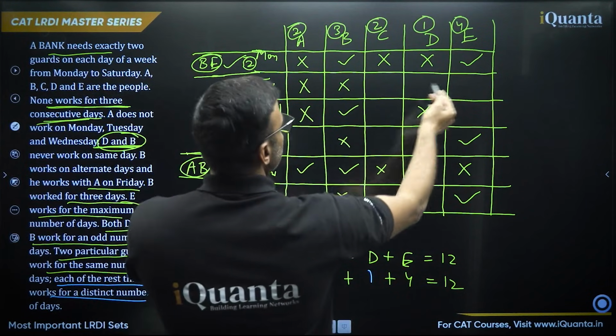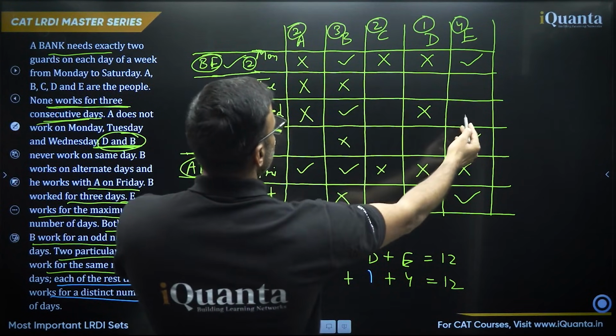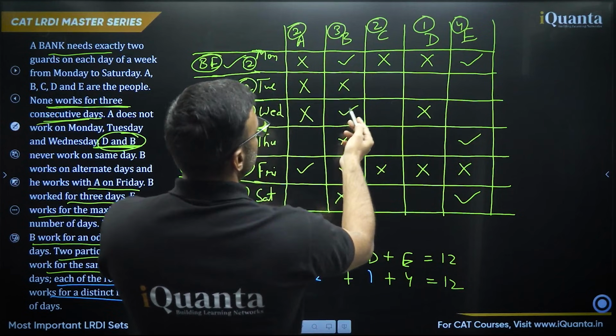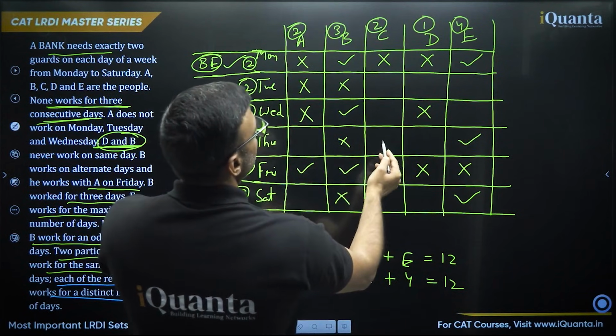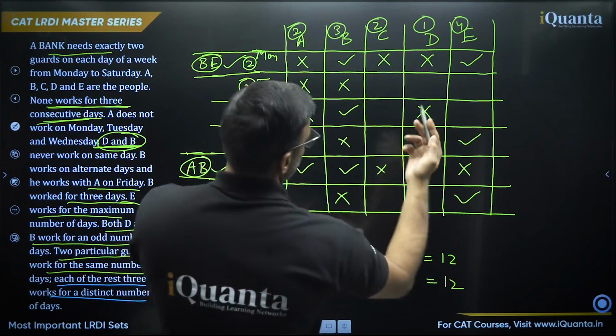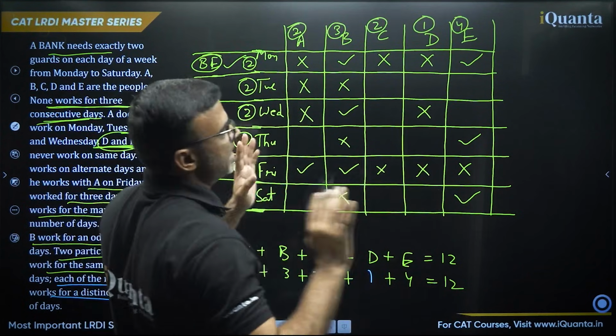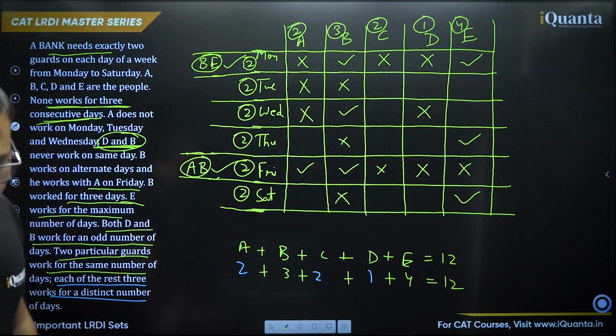Here E can work with either C or D. Here E can work with either B or C. Here E can work with A or C or D. Oh, so nothing can be said now. Just look at it. Take a look at it very clearly. Nothing more can be done here.